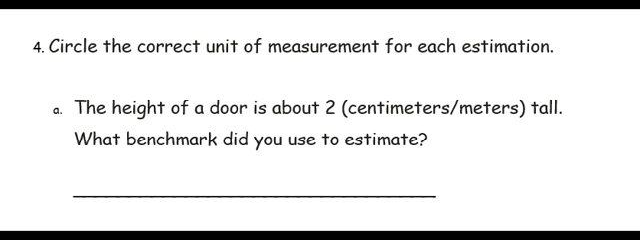We will also use common benchmarks in this section. The directions say circle the correct unit of measurement for each estimation. The height of a door is about 2 centimeters or 2 meters tall. Well, we talked about the benchmark for a centimeter being the width of a pinky. The common benchmark for a meter is to think about the height from a doorknob down to the floor. So if I think about a door and the doorknob, from the knob to the floor, that tends to be about 1 meter long. So that's the benchmark we can think about.